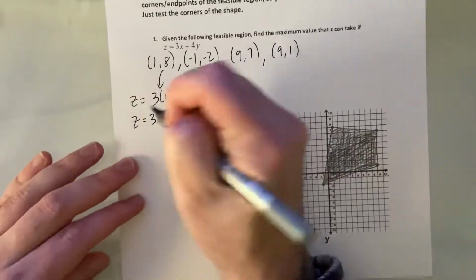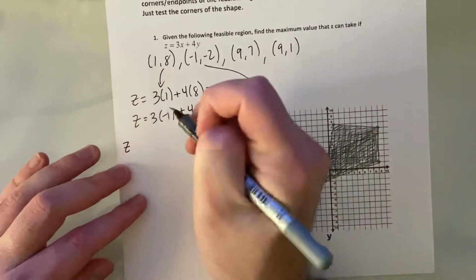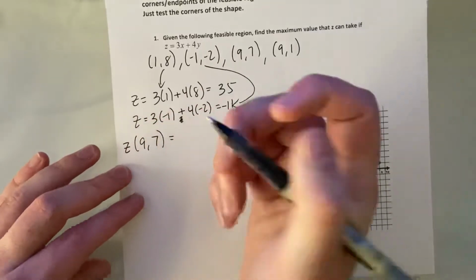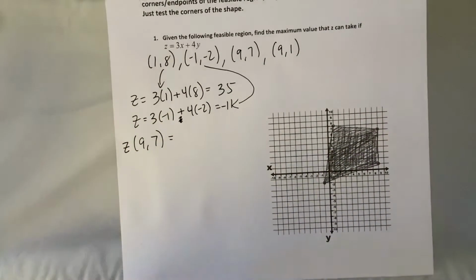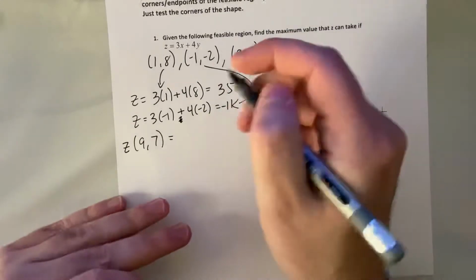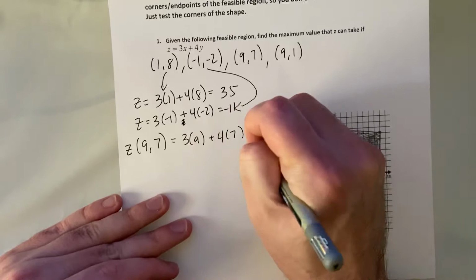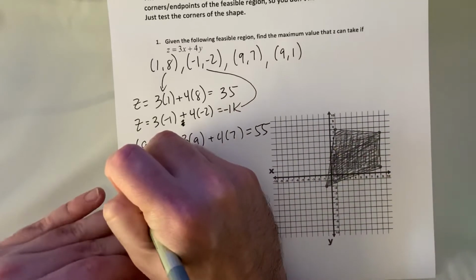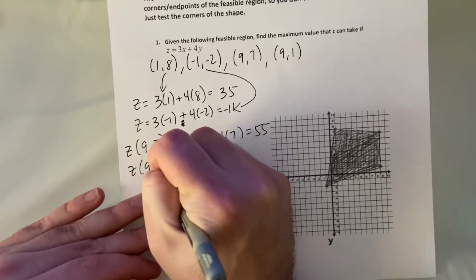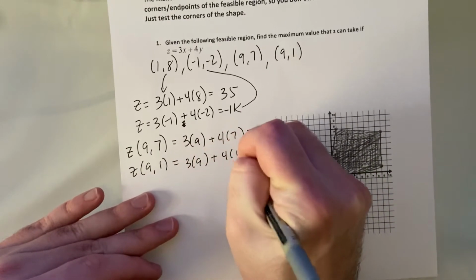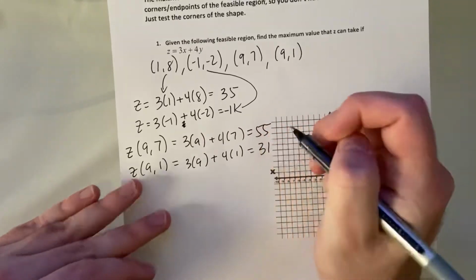How we should normally write this, though, is you can get used to writing it z of (9, 7) if you want. It's really a function of x and y. You can write f of (x, y). It doesn't bother me if you just plug it in. You just need to know which point is which. 3 times 9 plus 4 times 7 is 27 plus 28, which is 55. And (9, 1) is 3 times 9 plus 4 times 1, which is 27 plus 4, or 31.